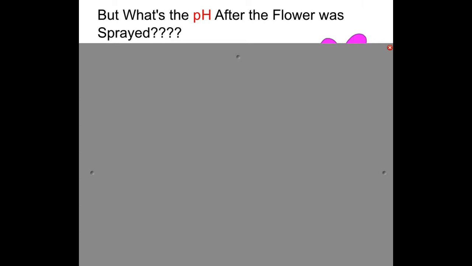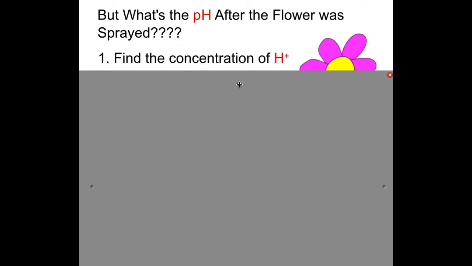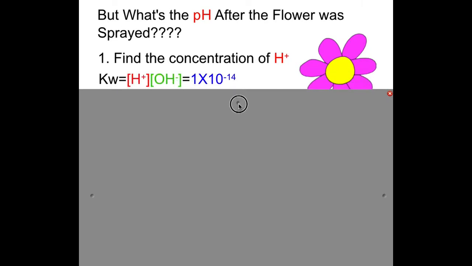What do we do first? Well, first, we're going to go ahead and find out what the hydrogen ion concentration is. If you remember how to do that, I'll give you a second to figure it out. If you don't remember, here's the equation that you're going to use.